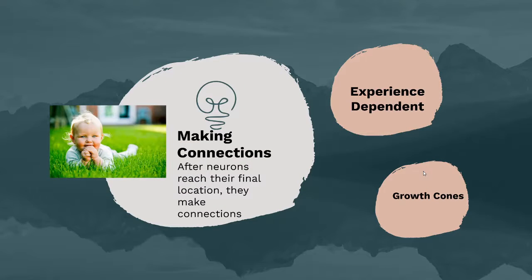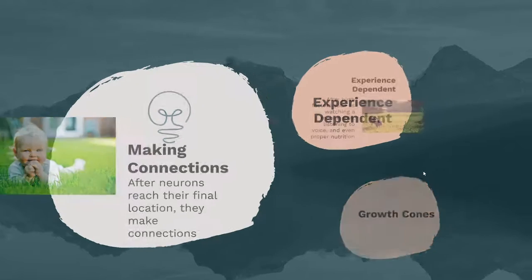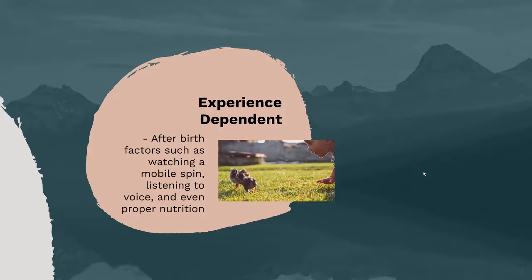The next step includes making connections. After neurons reach their final location, they make connections. Unlike the previous two steps, making connections is environmentally dependent. Factors such as watching a mobile spin, listening to a voice, and even proper nutrition or interacting with animals, like the baby in the picture is, help the brain to form environmental cues.